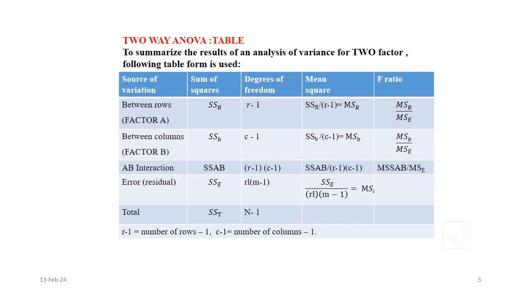Then the sum of squares will be calculated, and the degrees of freedom will be: rows minus 1, columns minus 1. Here the interaction will be the multiplication of rows minus 1 and columns minus 1, and the total will be n minus 1. This is the degrees of freedom. With the given degrees of freedom, the mean squares are divided and the F ratio is calculated. That will be the calculated F ratio from the analysis, and that will be compared with the F ratio given by the standard tables.